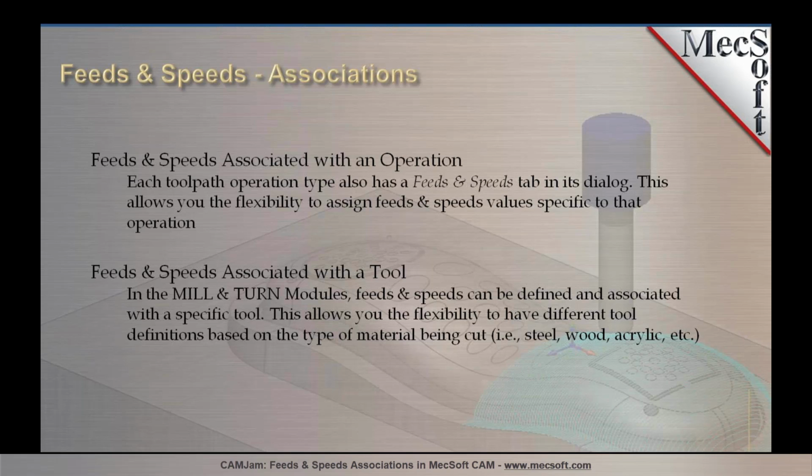And then in terms of feeds and speeds for a tool, in our mill and turn modules, you can also define the feeds and speeds for every specific tool that you have. And this allows the flexibility to have different tool definitions based on the type of material being cut. For example, wood, steel, or acrylic.